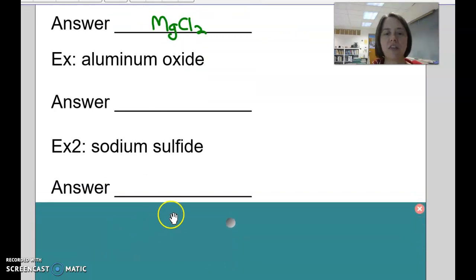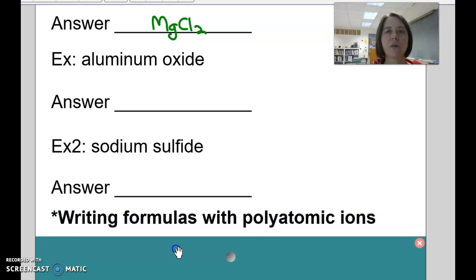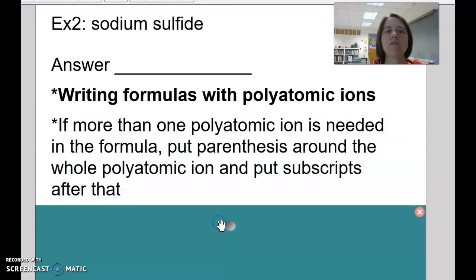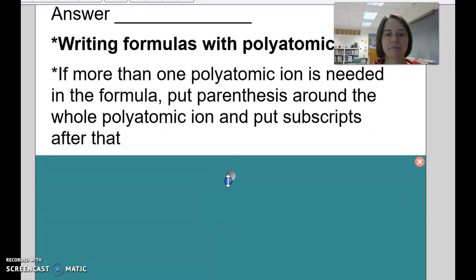Okay, now that we're getting good at that, we're going to up our game a little bit and we're going to write formulas that have polyatomic ions. If more than one polyatomic ion is needed in the formula, you put parentheses around the whole polyatomic ion and then you put subscripts after that. So writing a formula with a polyatomic ion is just like writing a regular formula unless you have more than one of those polyatomic ions, and then we need to tell people that. So this is how we tell people that.